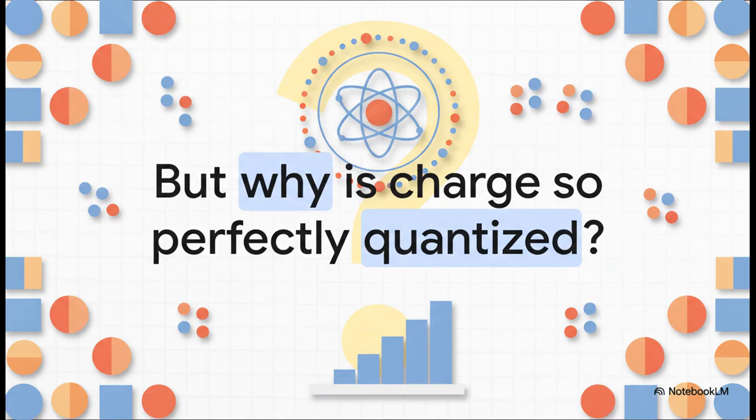And this leaves us right at the edge of a profound mystery. We know that charge comes in these perfect little packets, but we still don't know why. Why does the universe do it this way? Why is it so perfectly, indivisibly quantized? And you know what? That's one of the biggest unanswered questions in physics today, and a pretty cool thought to leave you with.